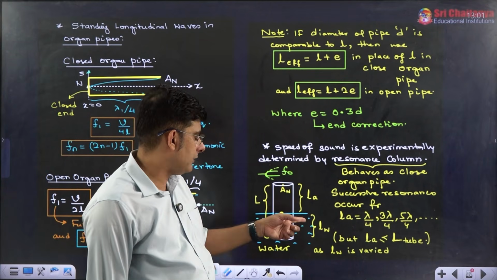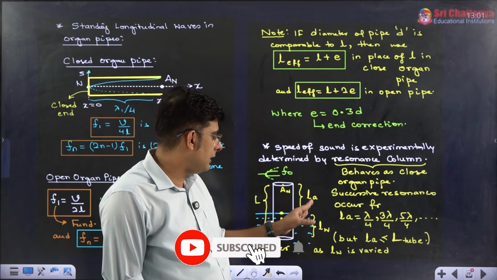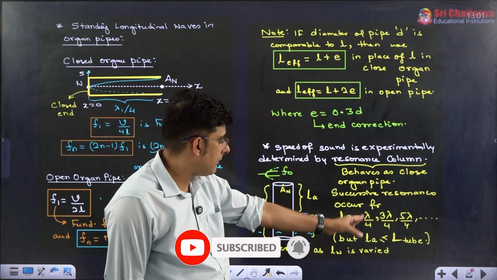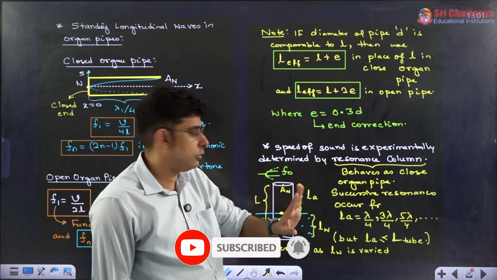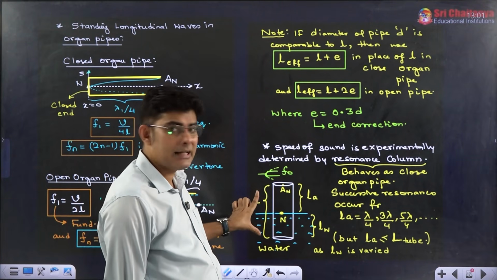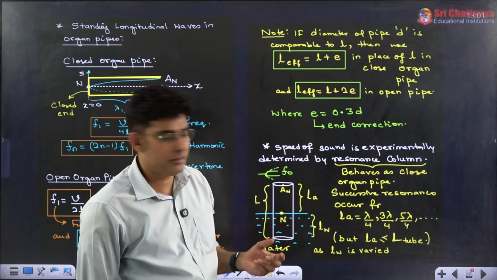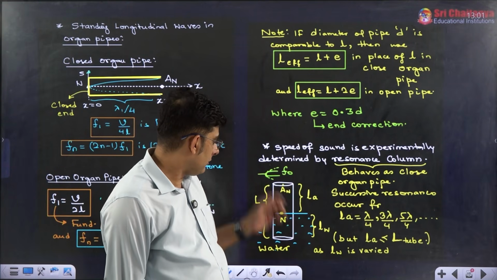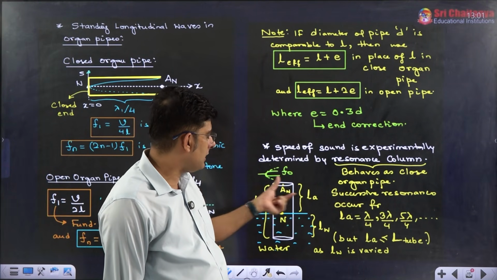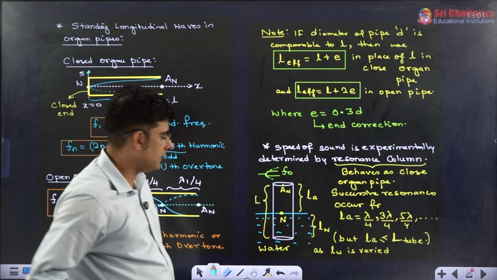So first you find the wavelength. If you know the wavelength, find the lengths lambda by 4, 3 lambda by 4, 5 lambda by 4 and so on. Those lengths should be less than capital L. So you can see how many resonances will be observed. Okay, so you can change LW and keep on seeing how many resonances can be observed here.